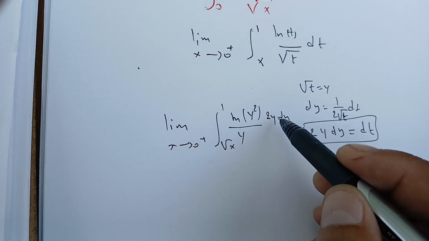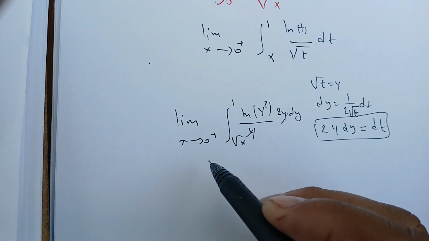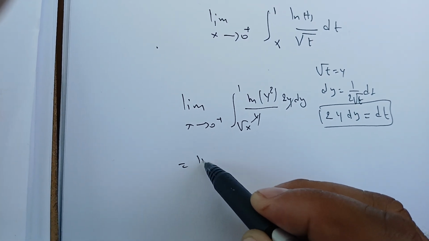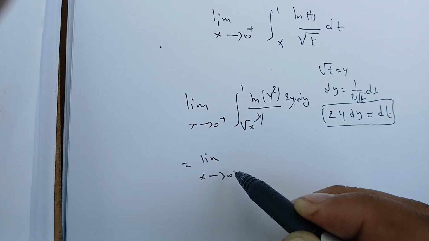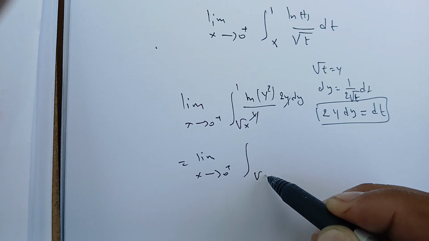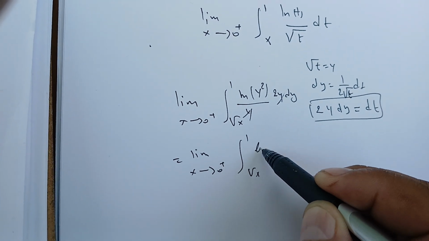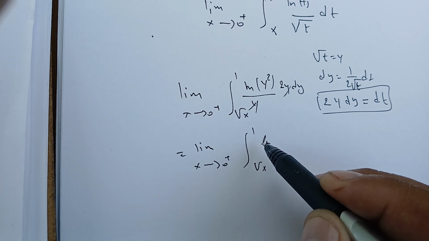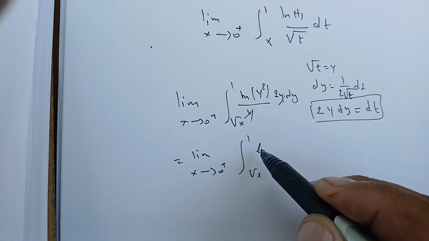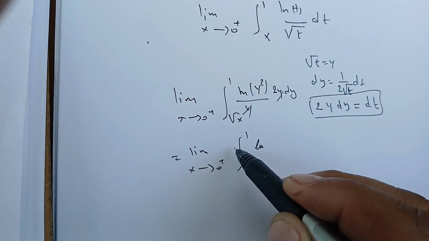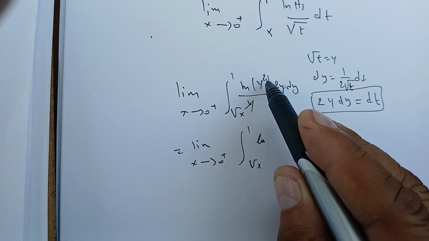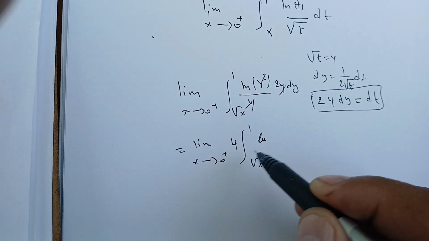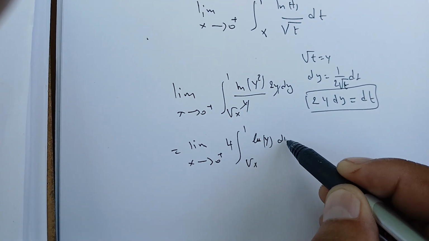Okay, now going back to our problem, we have to integrate this one, a simpler problem by using this change of variable. So it's going to be the natural log of y squared, but using the laws of the log, we can take the 2 out with this 2y. The product is going to be 4. So we have 4 times the natural log of y dy.